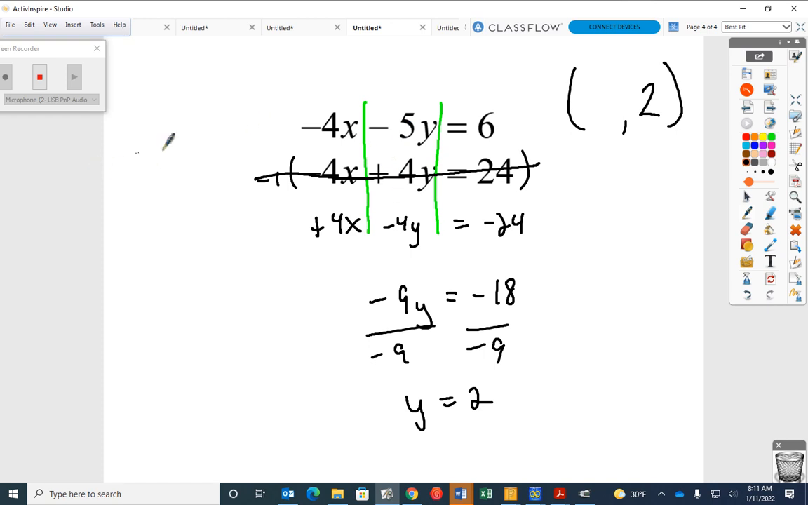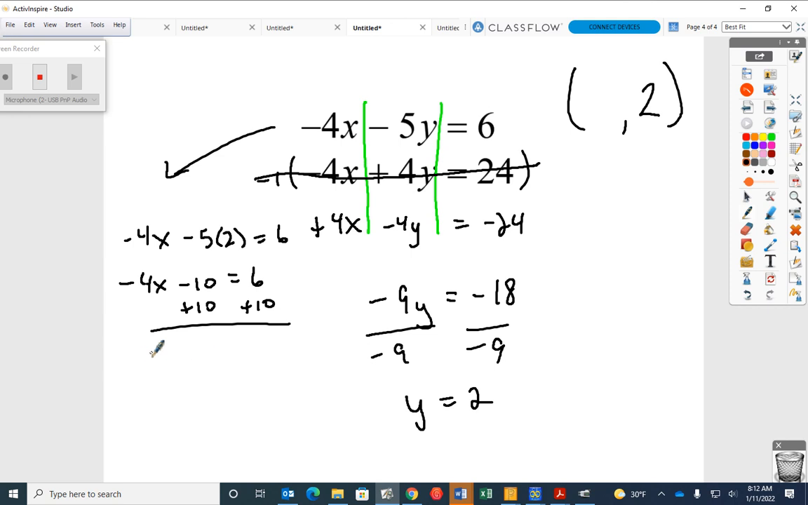Which one do you want to plug it into? Top, okay. So I have negative 4x minus 5 times 2, because I replaced my y with 2, equals 6. So negative 4x, what's negative 5 times 2? Minus 10 equals 6. I need to get rid of this negative 10 because this is a two-step equation, right? So I'm going to add 10 on each side, which leaves me with negative 4x equals, what's 6 plus 10? 16.